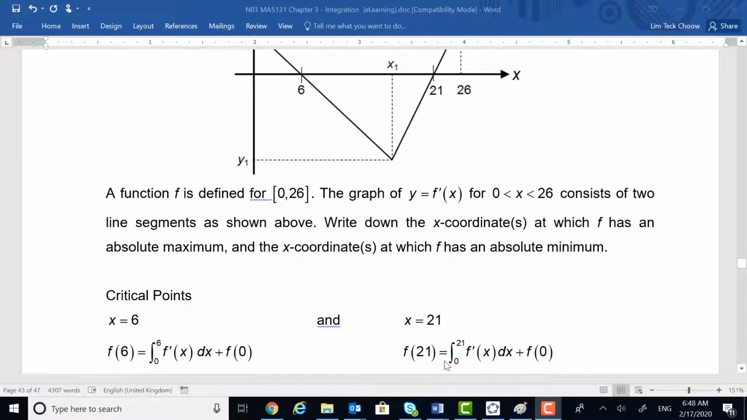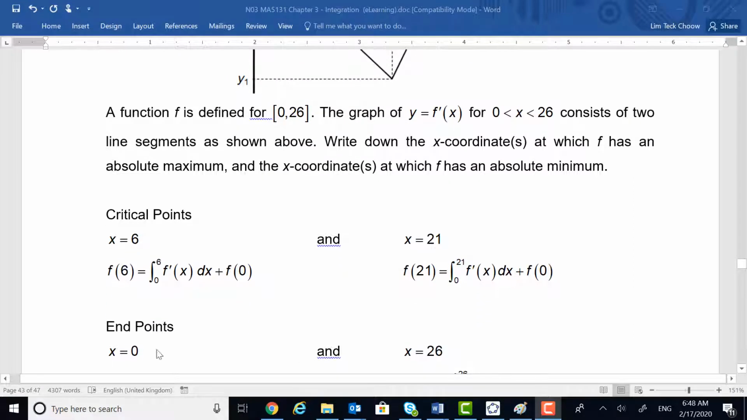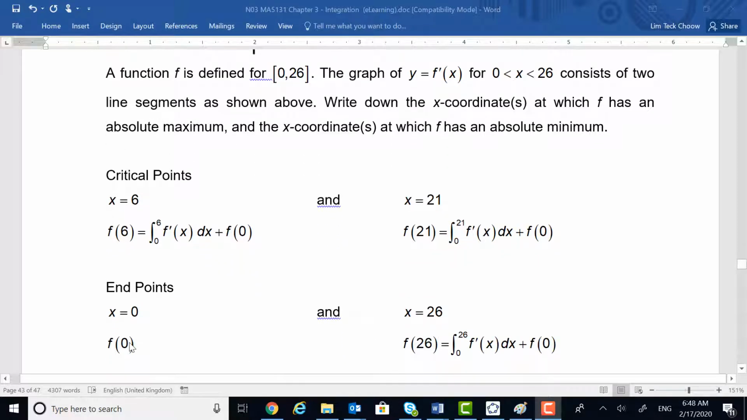And the next thing that we look at is the endpoints. There are two endpoints, at x equals 0 and x equals 26. So the value at endpoint 0 is f(0), and the value at x equals 26 is just f(26), which again is integrating from 0 to 26 of f' plus f(0). So based on these four values that you have here, you have to exercise judgment to see which is the biggest. Which value do you think is the biggest?